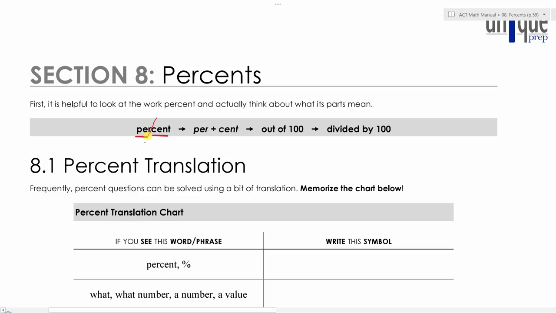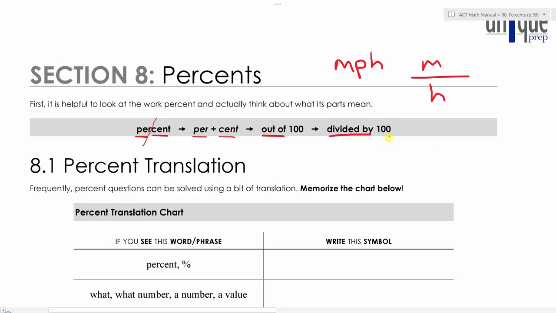But if you notice, the word percent is made up of two parts, the word per and the word cent. Per plus cent. The word per means out of or divided by. That is what per means. For instance, when we say miles per hour, we are saying miles divided by or over hours. So again, the word per translates to division, and cent is the Latin root for 100. So the word percent really does translate to divided by 100. Now, why is that important?